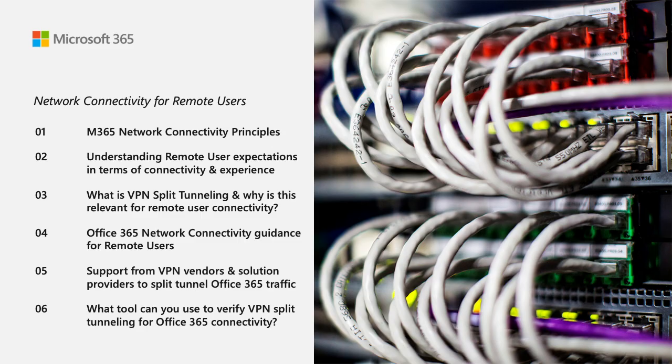We're going to look at the following topics during this video. First, we'll start with M365 network connectivity principles, and then we'll spend some time to understand the requirements of a remote user in terms of connectivity and experience. From there on, we'll look at what is VPN split tunneling and why is this relevant for remote user connectivity. And then we'll spend some time discussing the Office 365 network connectivity guidance for remote users, support from VPN vendors and solution providers to split tunnel Office 365 traffic, and finally, what tool can you use to verify or validate VPN split tunneling for Office 365 connectivity.